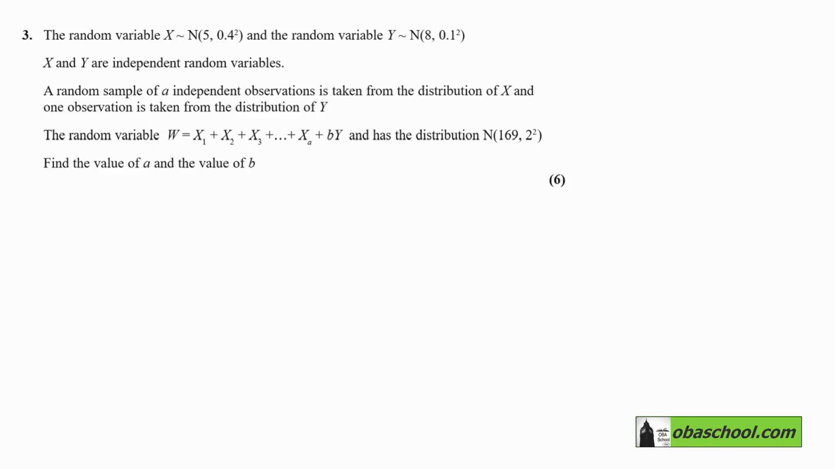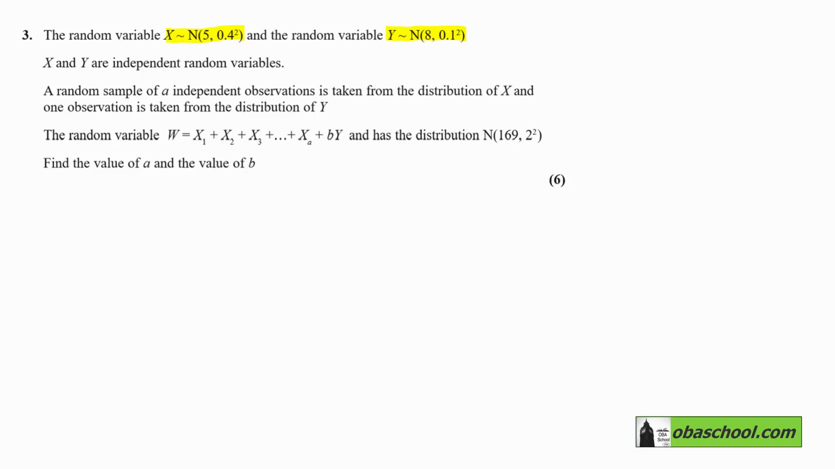The random variable X follows a normal distribution with a mean of 5 and a standard deviation of 0.4, and the random variable Y follows a normal distribution with a mean of 8 and a standard deviation of 0.1. X and Y are independent random variables. A random sample of A independent observations is taken from the distribution of X, and one observation is taken from the distribution of Y.